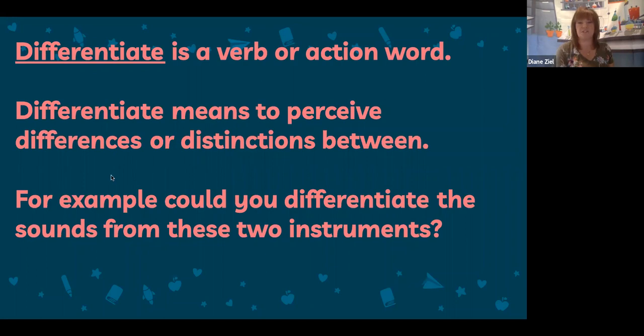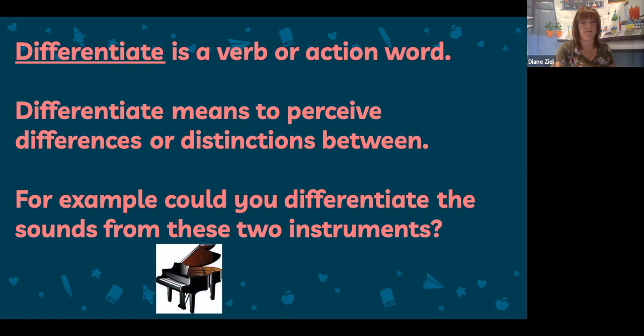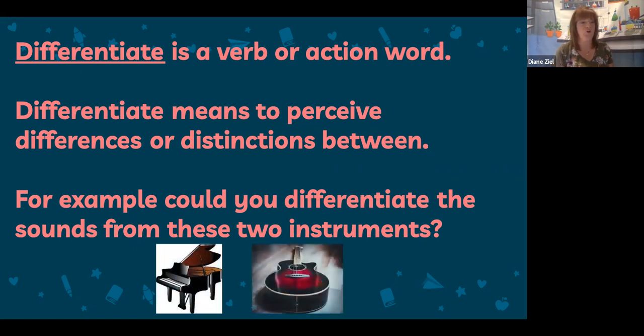Could I differentiate the sounds between these two instruments? If you heard a piano playing and a guitar being strummed, would you be able to tell which instrument was making the sound? Could you differentiate? While these are both musical instruments, they create very different sounds. Being able to identify the sounds coming from each means that you are differentiating between the two instruments.